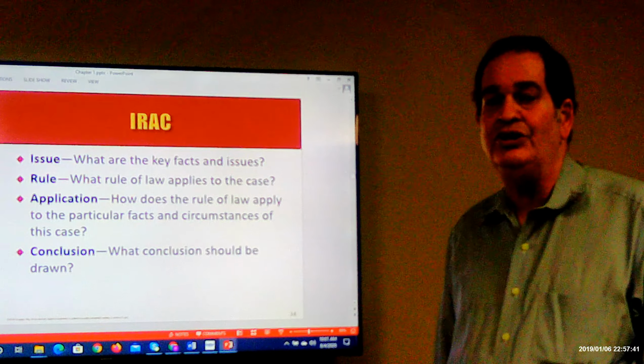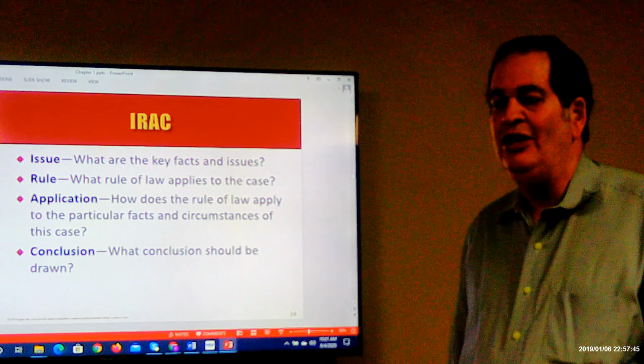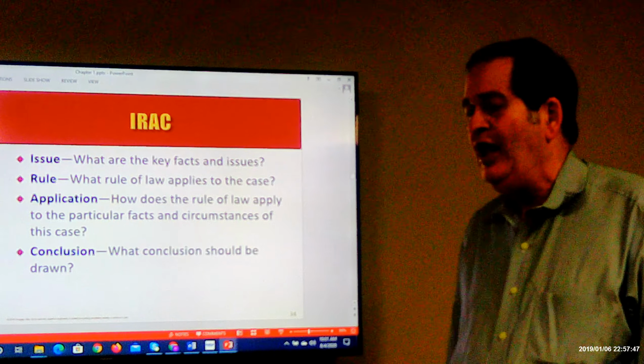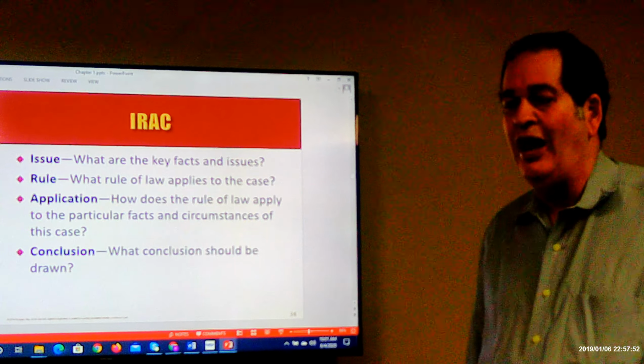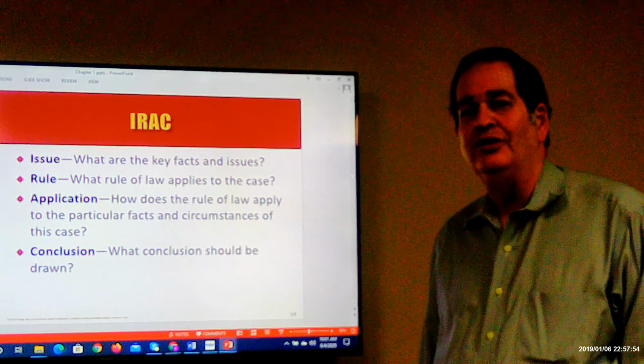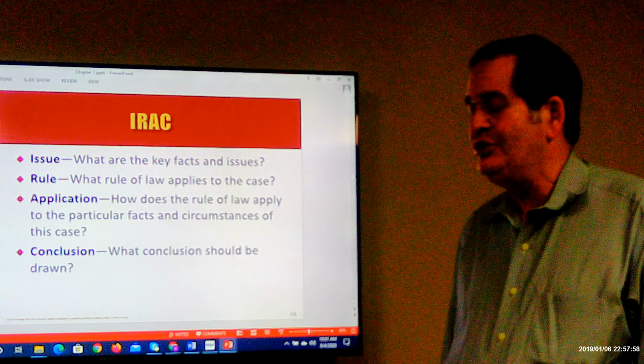What's a material fact? It's one that helps to answer the legal issue or the legal question. If it doesn't lead to an answer to the legal question or have a relevancy to the legal issue, then it's not a material fact.